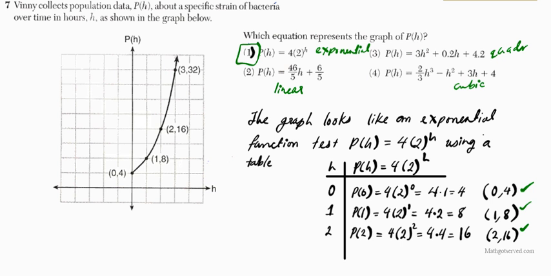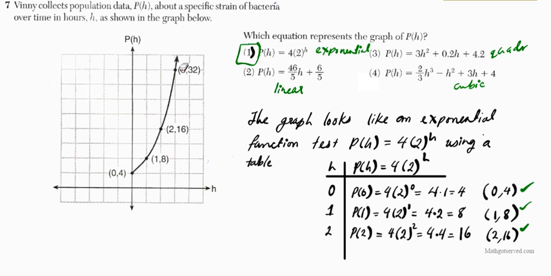Okay, number 7, we have a graph provided, and we are actually expected to select the correct equation that represents the graph. So if you take a look at the graph, it looks like an exponential function. So just based on the look of the graph alone, you can easily guess that the answer is option 1. Option 2 is a linear function. This is definitely not a straight line. Option 3 is a quadratic. It could be. And then option 4 is a cubic function.